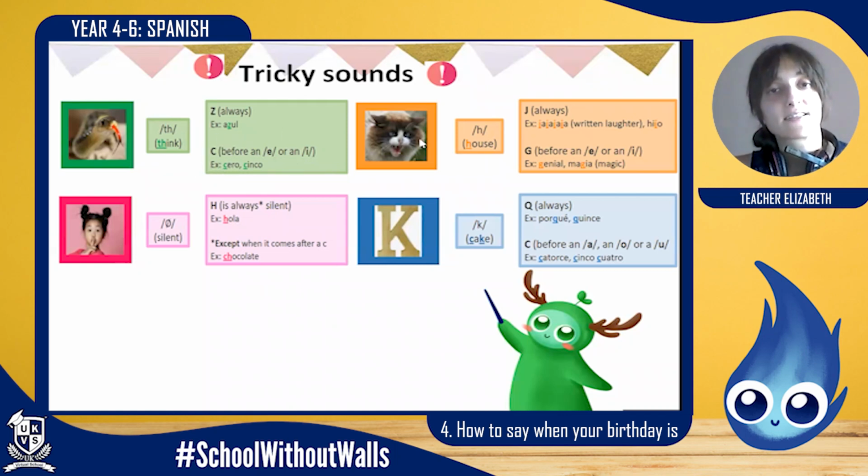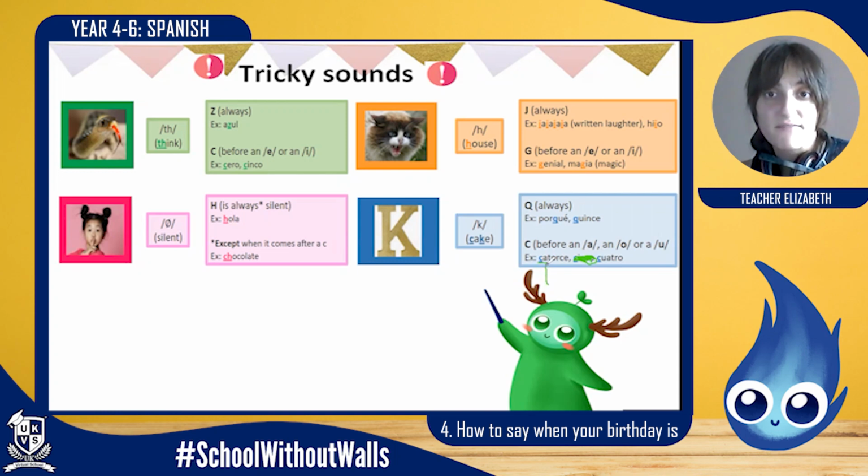Now that's interesting, because if we look at the C, as a letter, it can also have this cake sound, but this happens only before an a, an o, or an u. Okay, now I'm just going to get rid of one little mistake that I've made here. That's just wrong here. Ignore that bit.